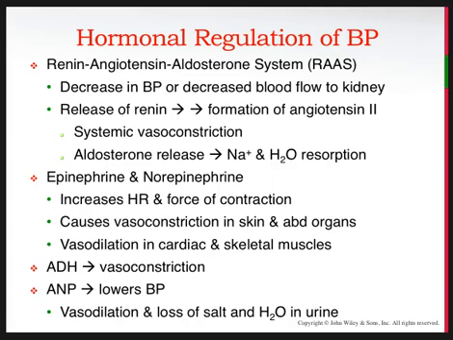So all three of those, RAS, epi, norepi, and then ADH, are all going to cause an increased blood pressure. Your fourth one, ANP, atrial natriuretic peptide, is going to cause a decrease in blood pressure. It's going to do it through vasodilation, opening up those blood vessels, and then allowing the kidneys to release salt and water into the urine.